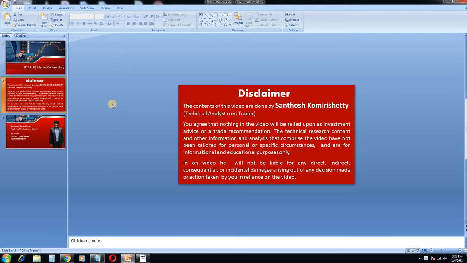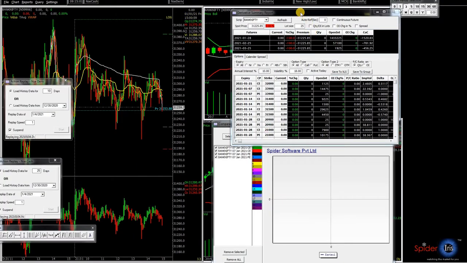This video is to educate you how the option data and the Bank Nifty levels can help you identify the trade with minimum risk and maximum reward with a smaller number of trades using Spider. So let us go to today's intraday market of Bank Nifty and identify the trades using the indicators, oscillators and option data.